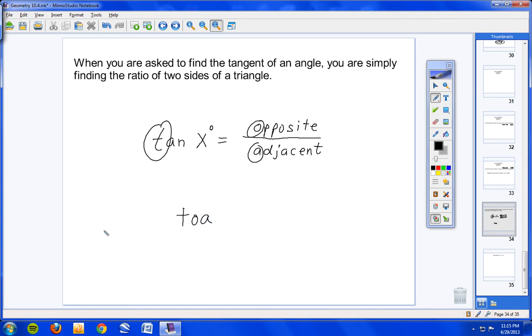TOA. Okay, later on when we do sine, cosine, and tangent, we're going to learn a little phrase called SOHCAHTOA. Now, we're not going to worry about that today because we're not learning the other trig functions, okay? But you can remember this by TOA. T stands for tangent. Top word is opposite. And the bottom word in your ratio is adjacent. TOA, okay? So with that in mind, let's go ahead and jump into the problems for today.